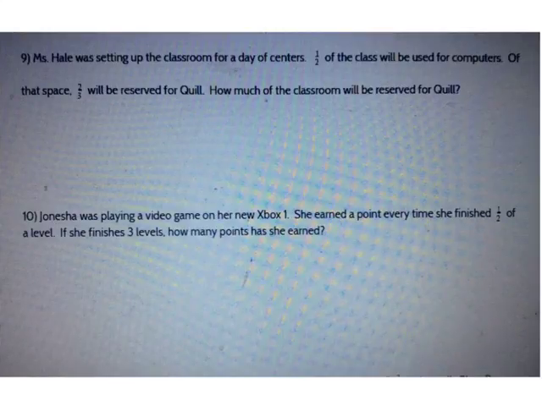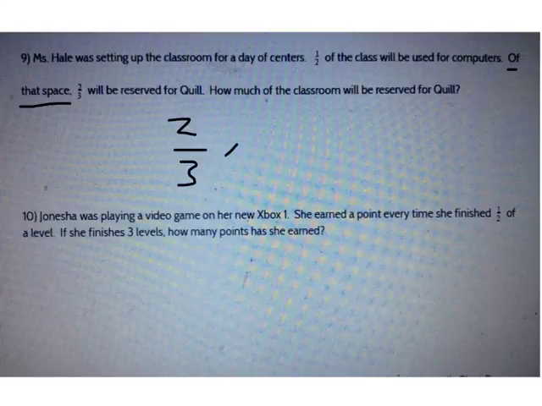Miss Hale was setting up the classroom for a day of centers. 1/2 of the class will be used for computers. Of that space, 2/3 will be reserved for Quill. How much of the classroom will be reserved for Quill? What operation should I use to solve this problem? This is a multiplication problem because I'm finding a fraction of a group. I need to multiply 2/3 times 1/2.